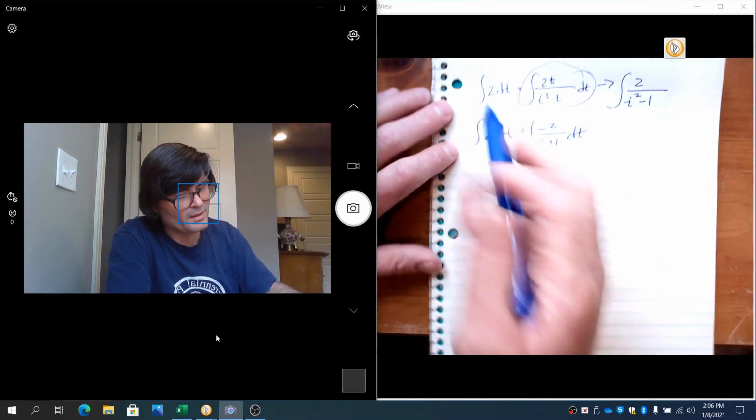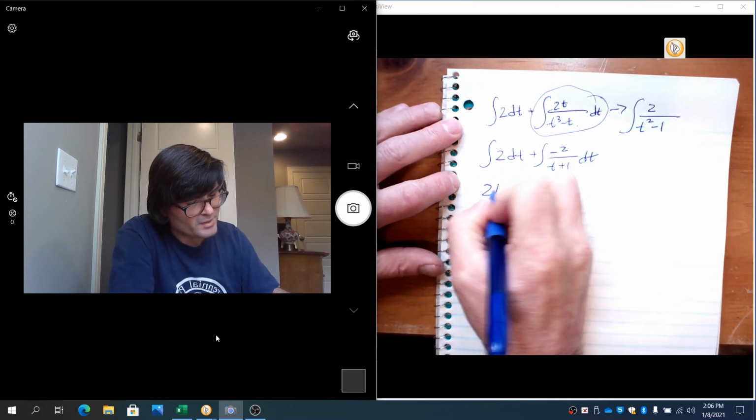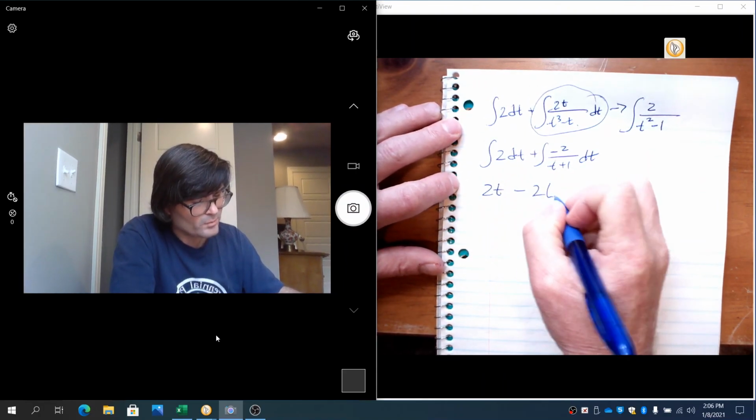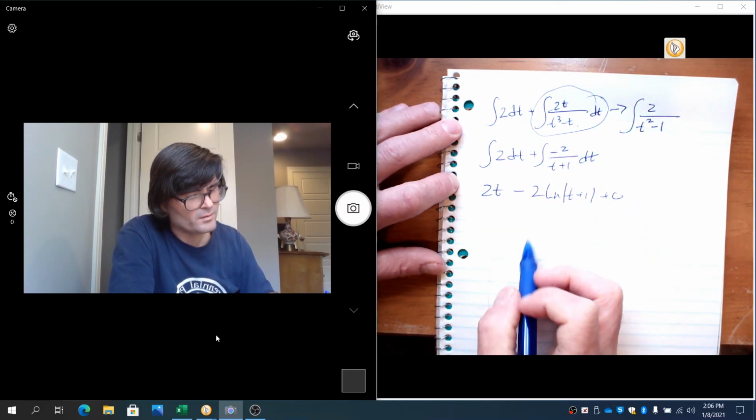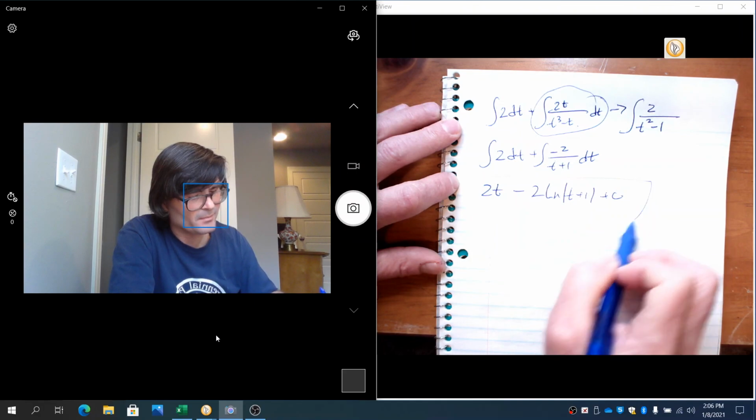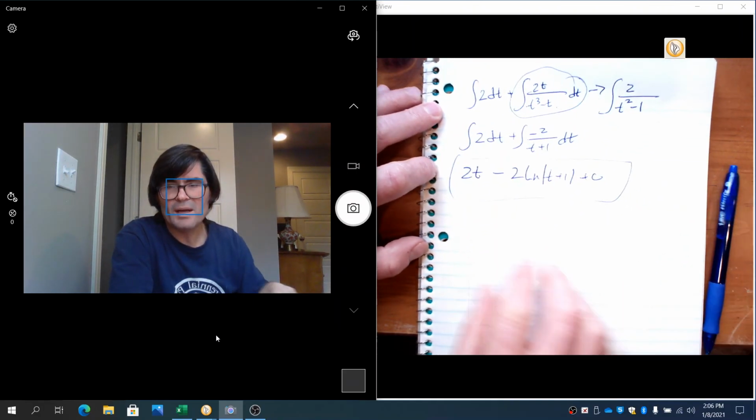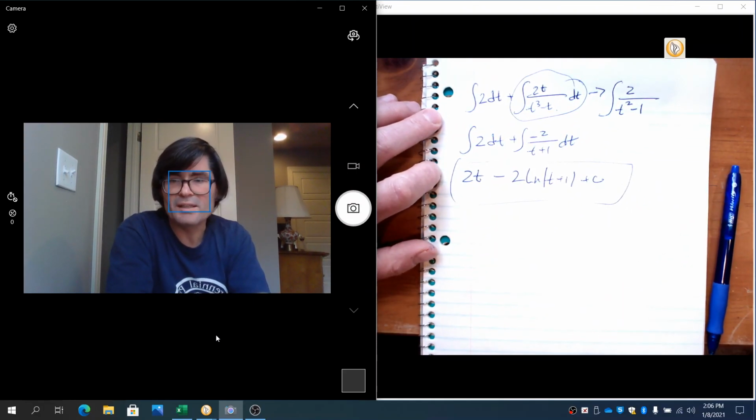So this guy would be ultimately 2t, and then minus 2 natural log of t plus 1, and then plus C. So anyway, that should wrap up partial fraction decomposition.